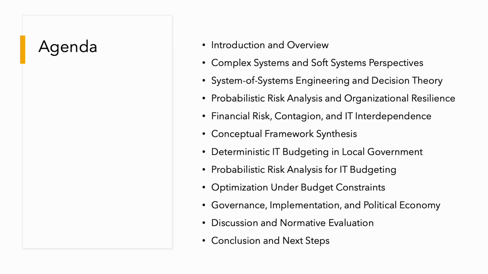We begin with the theoretical foundations of complex systems, soft systems, and systems of systems engineering. Then we'll move into PRA, organizational resilience, and financial contagion theory to build the conceptual model. From there, we examine deterministic budgeting, compare it to PRA-based allocation, and discuss governance, political economy, and ethical considerations. Finally, I'll close with practical next steps for implementation.